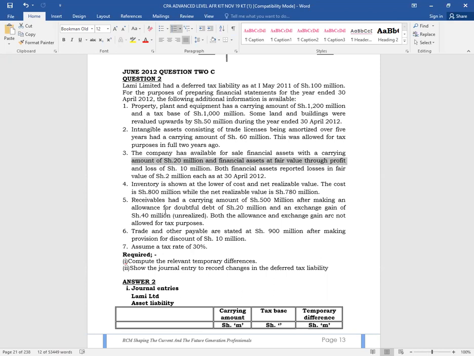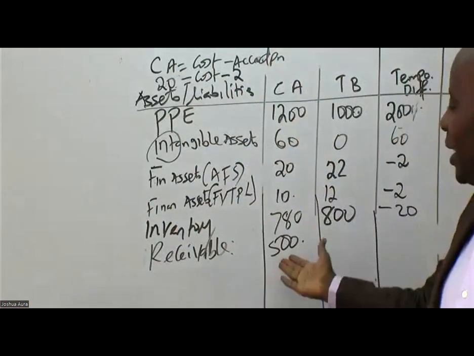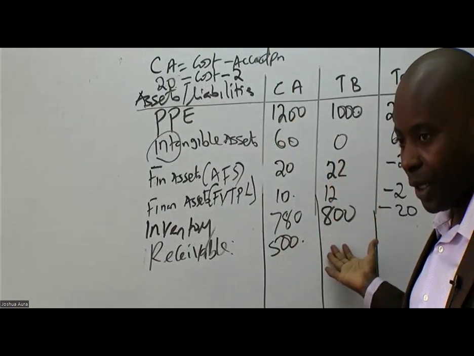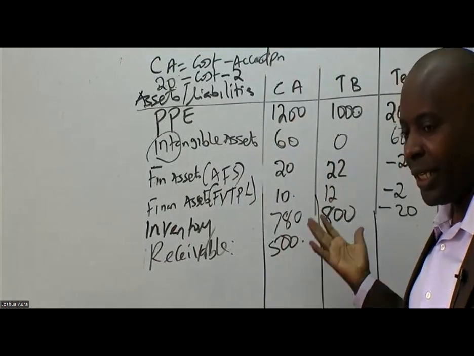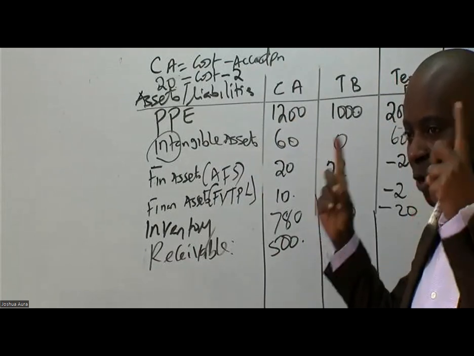They proceed telling us that receivables had a carrying amount of 500 million after making an allowance for doubtful debt of 20 million and an exchange gain of 40 million. Both the allowance and exchange gain are not allowed for tax purposes. Very easy for me. For me to get the tax base, I would need to know the receivables' cost, the original value.